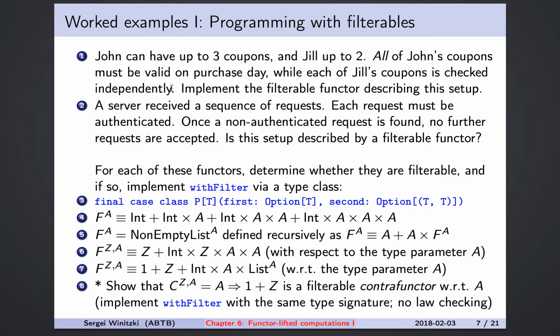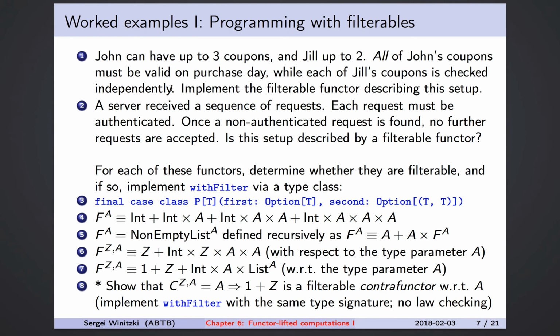So then we have a container that has 2 parts. So it's a conjunction. The one part is John's coupons, another part is Jill's coupons. And the first part will be itself a disjunction, because it can have 0, 1, 2, or 3 coupons. The second part, 0, 1, or 2. So once we reformulate the situation in this way, it is clear that it is represented by a functor.